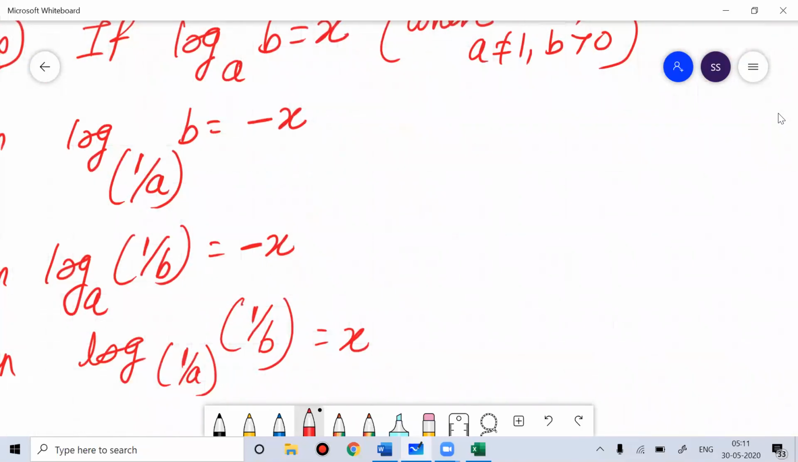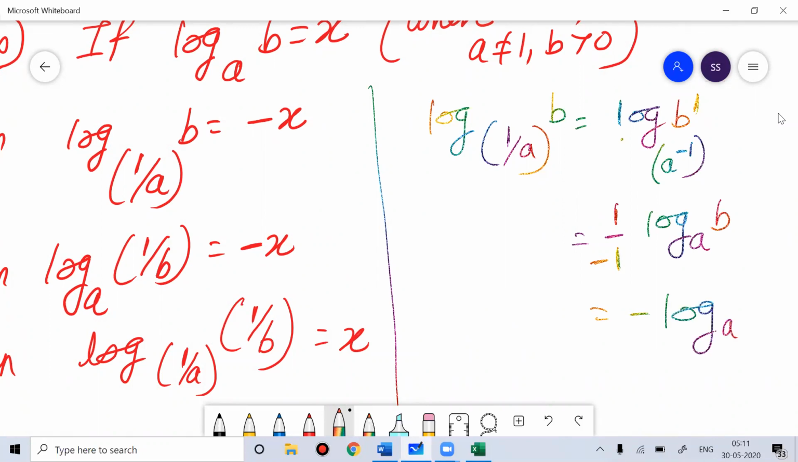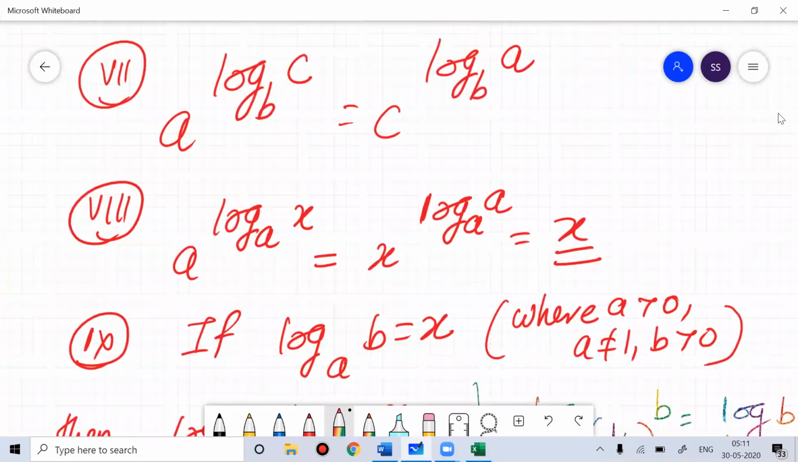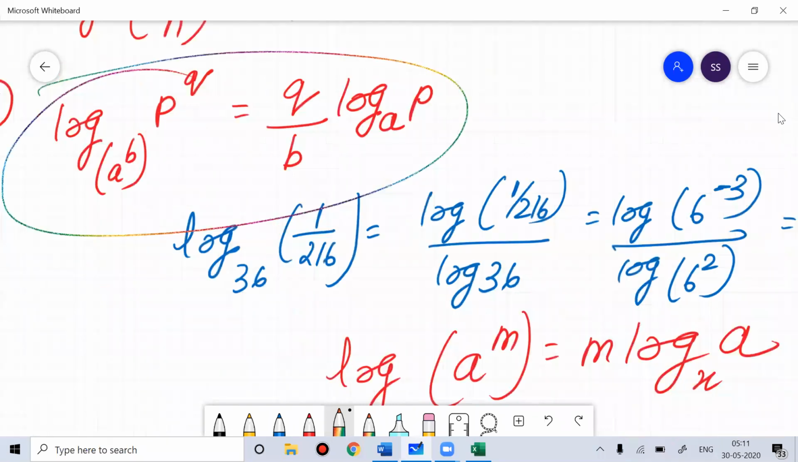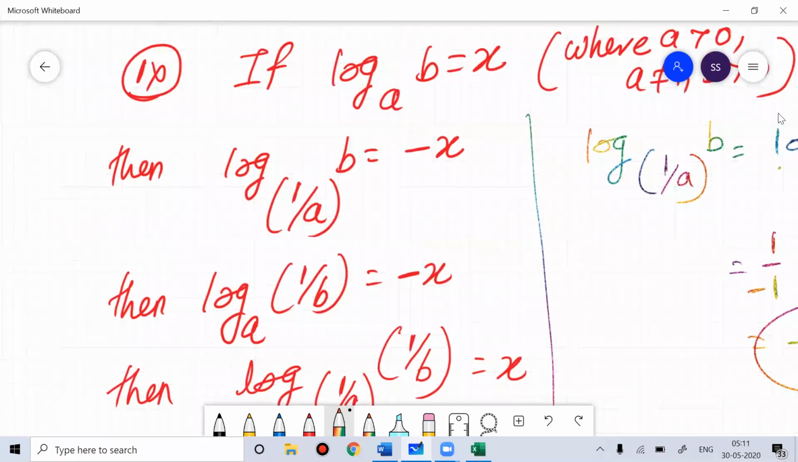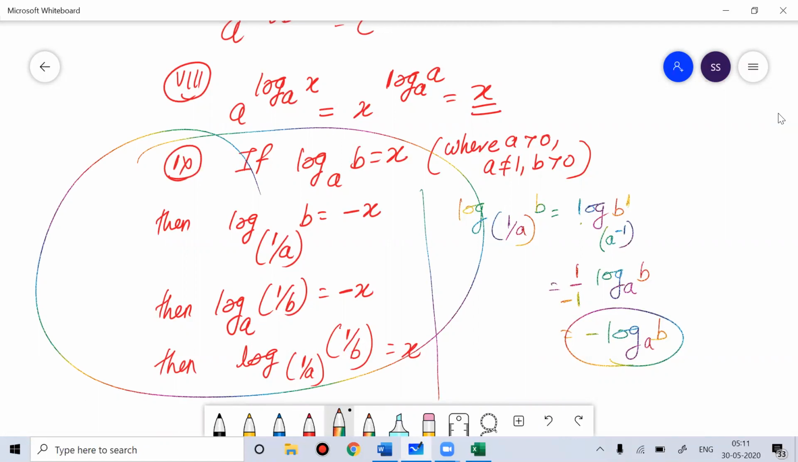If I want to discuss log with base 1 by a of b, you can write this as log of b to the power 1, and here you can write a to the power minus 1 as the base. You can write 1 divided by minus 1 times log base a of b. That will give you minus log base a of b. So I hope you remember that property. We studied this property, and the same thing I'm applying while solving this question. This is an important thing, keep this in your mind. While solving questions, we use these properties. It will be helpful for us to solve questions based on these properties.